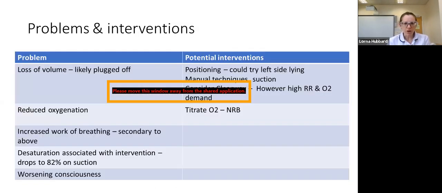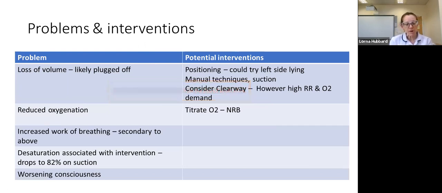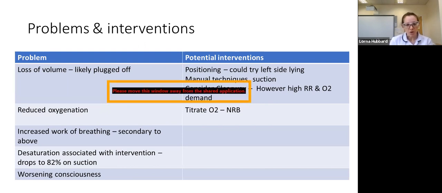So, summarising the problems here. Looks like he's got loss of volume on his x-ray, likely plugged off, related to the CAP that he's been treated for. He's subsequently got reduced oxygenation, his oxygen requirements have gone up, and his SATs are still no better. Work of breathing is much higher and likely secondary to both of those above. He is desaturating with interventions, and his consciousness is worsening.